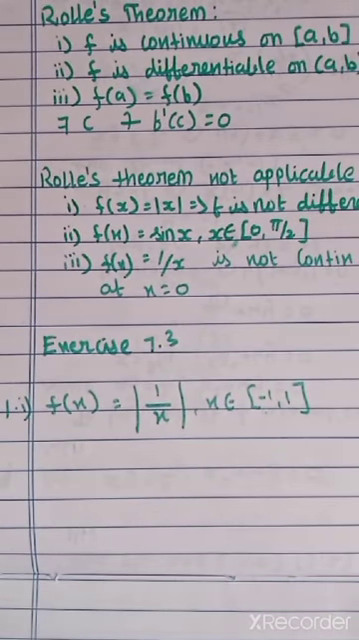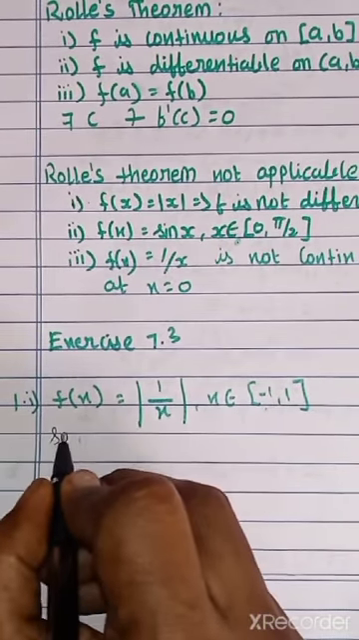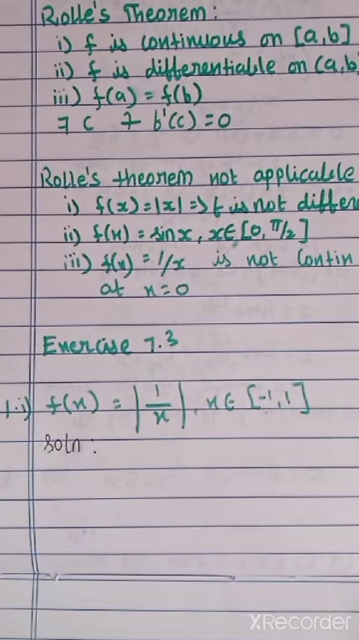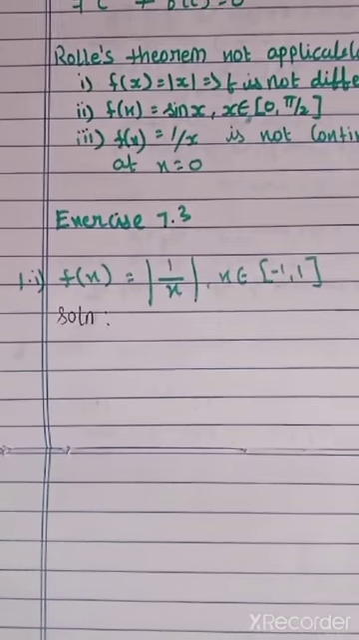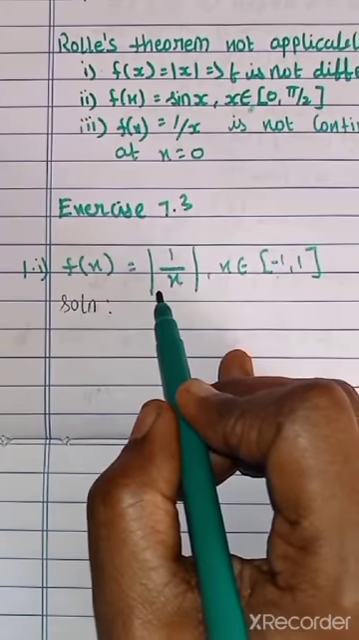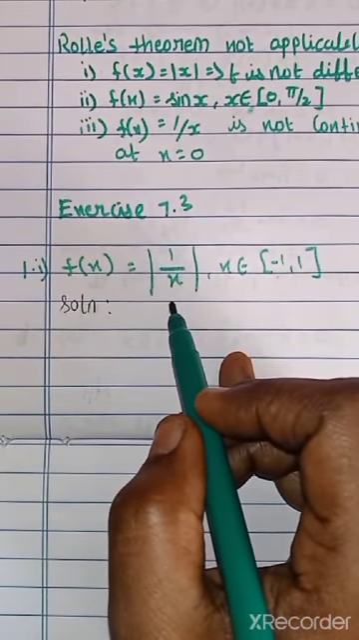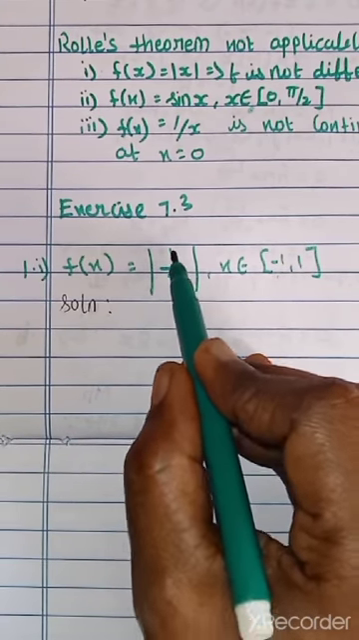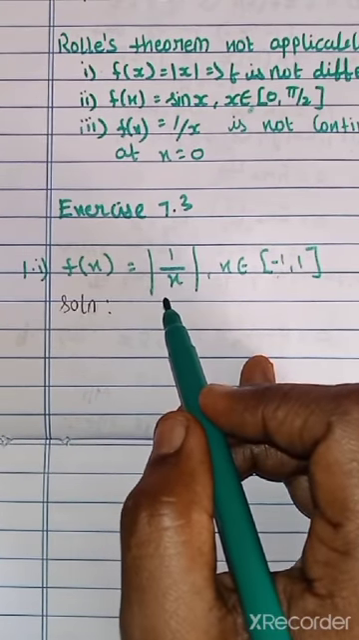So now tell me, they have said Rolle's theorem is not applicable. Tell me why. Yes, because mod is there. So mod is not differentiable, and also if you put x equal to 0 here, 1/0 is infinity, right?